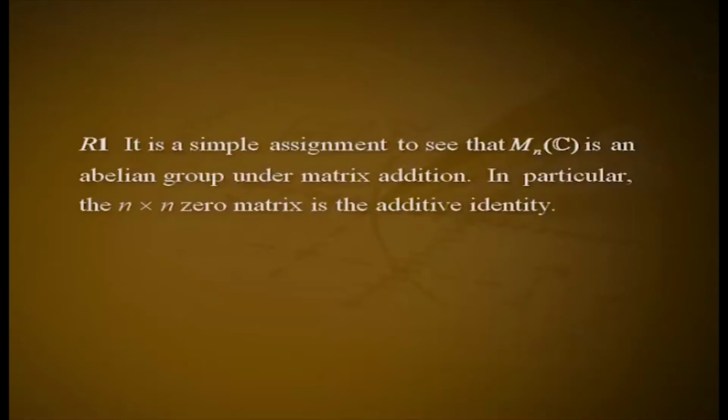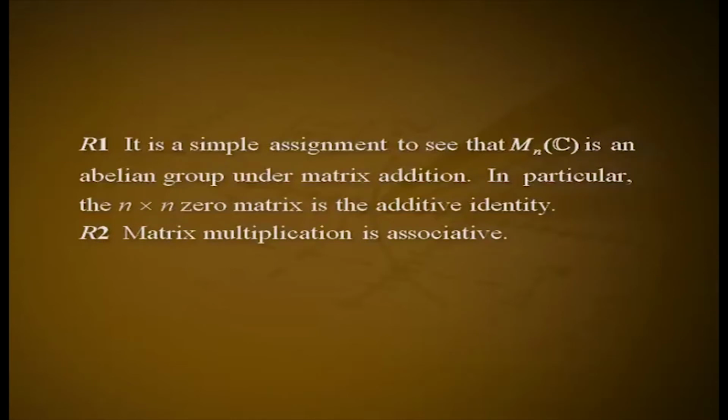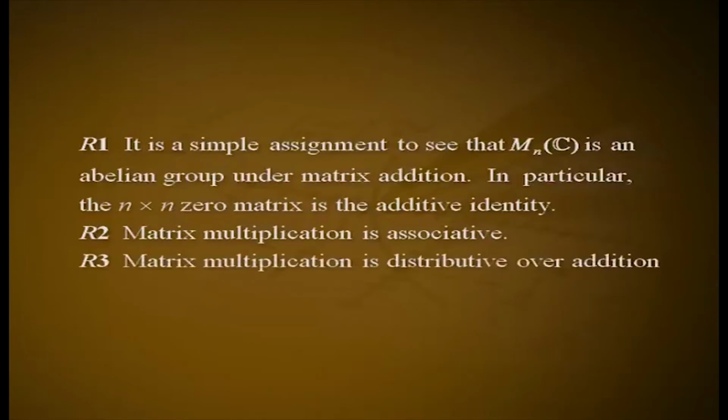Example 4. Prove that the set M_n(C) of all n by n matrices with complex entries is a ring with respect to the addition and multiplication of matrices. Solution. M_n(C) is the set of all n by n matrices with elements belonging to C, the ring of complex numbers. Since the sum and product of two n by n matrices are again n by n matrices, M_n(C) is closed with respect to matrix addition and matrix multiplication. R1. It is a simple exercise to see that M_n(C) is an abelian group under matrix addition. In particular, the n by n zero matrix is the additive identity. R2. Matrix multiplication is associative. R3. Matrix multiplication is distributive over addition. Hence, M_n(C) is a ring.